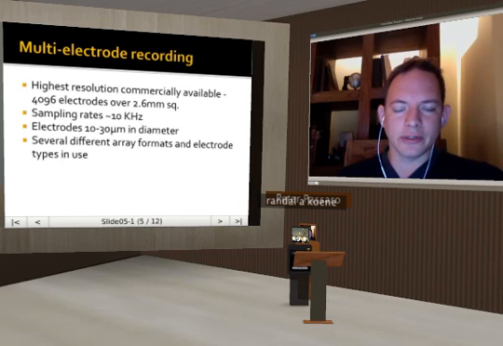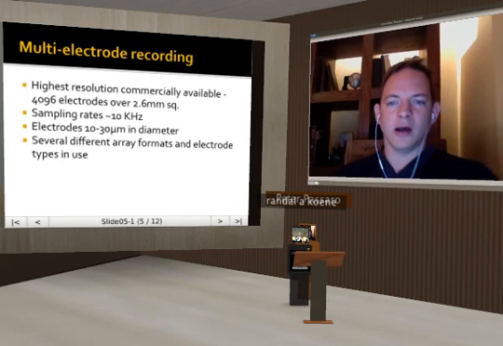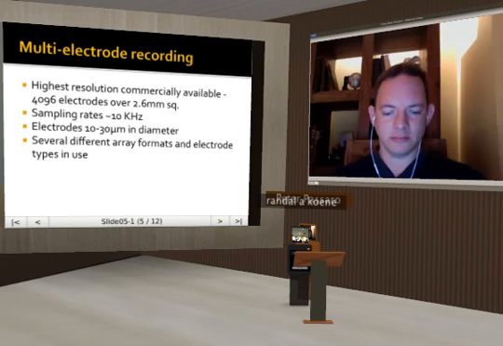We're using electrodes that are 10 to 30 microns in diameter, and there are several different array formats and electrode types in use. We're using what's called a planar multi-electrode array, which is essentially a glass petri dish with embedded electrodes in the bottom of it. So we're looking at surface level data.